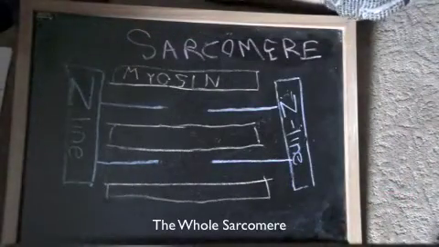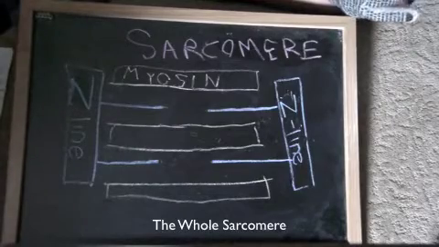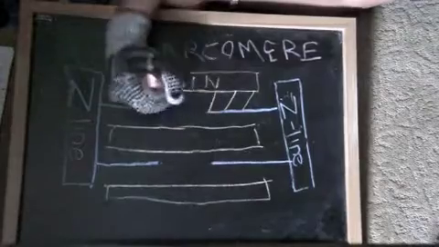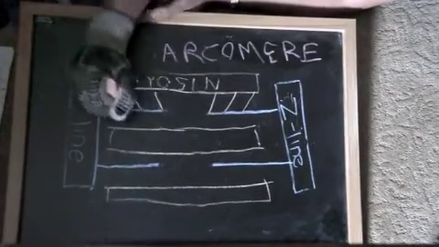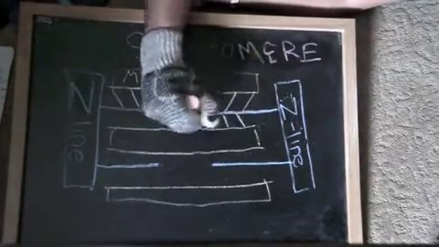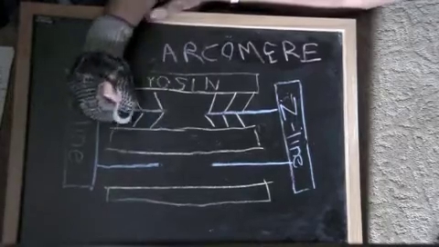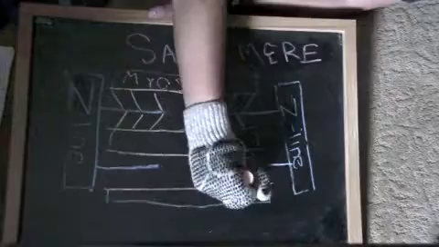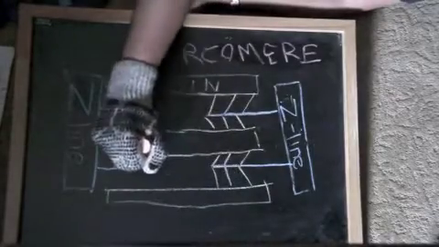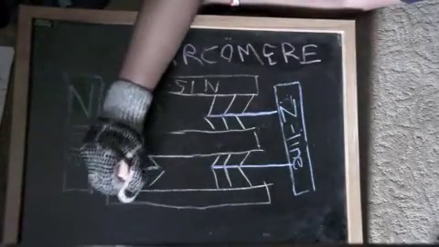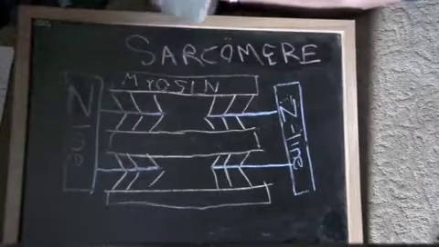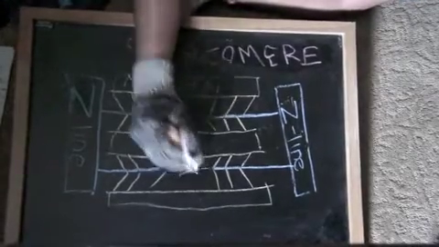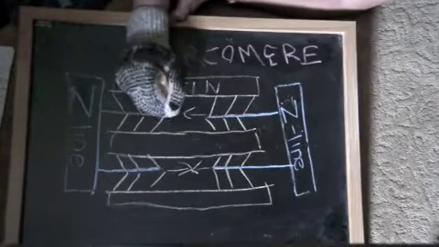Collectively, the myosin and actin filaments make up the sarcomere. As the myosin heads go through their contracting process, they pull the actin filaments together. This causes the sarcomere to shorten and the muscle to contract.